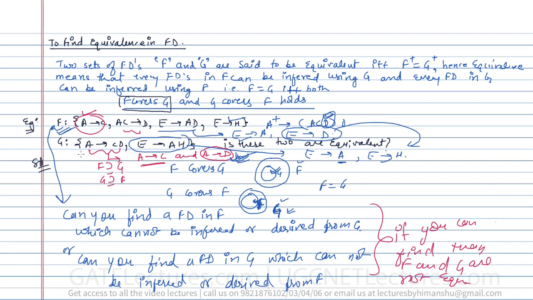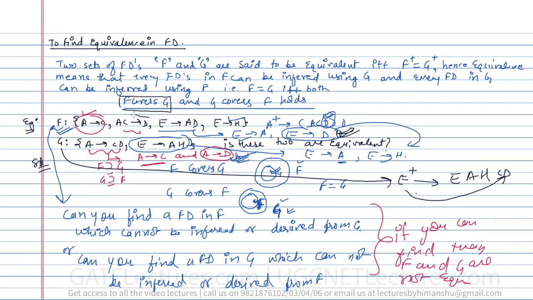Take E closure for this functional dependency set G. That means for G, take E closure. If E closure contains D, then obviously E derives D can also be determined in G. So E closure can be E, A, H, and with the help of A I can derive CD. Therefore in E closure we have D, so this functional dependency is also covered in G.